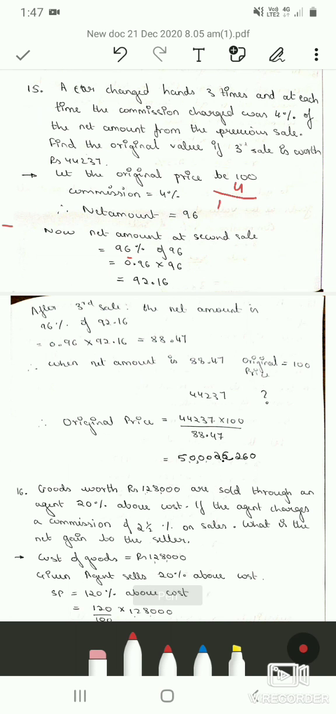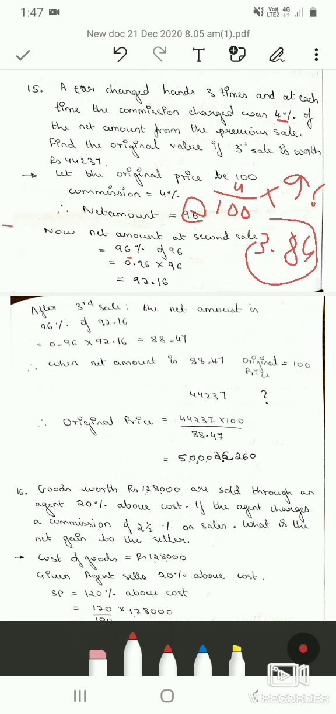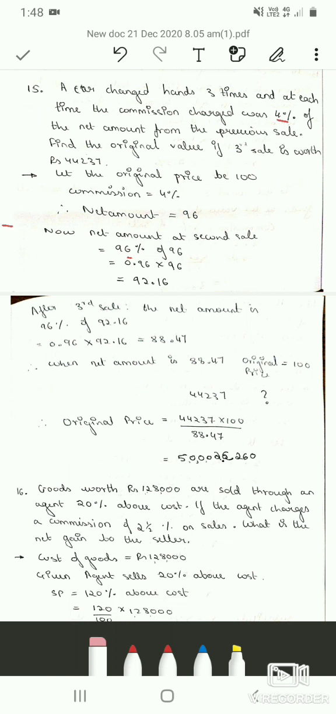It is 4 divided by 100, because the commission is 4% for every sale, into the net amount from the previous sale, which we got as 96. So whatever value we get, I think we will get around 3.84. Subtract this value from the net amount, that is 96. So 96 minus 3.84, when you simplify this, whatever value you get, you have to subtract it from the net amount. So 96 minus that value, again you will get 92.16.